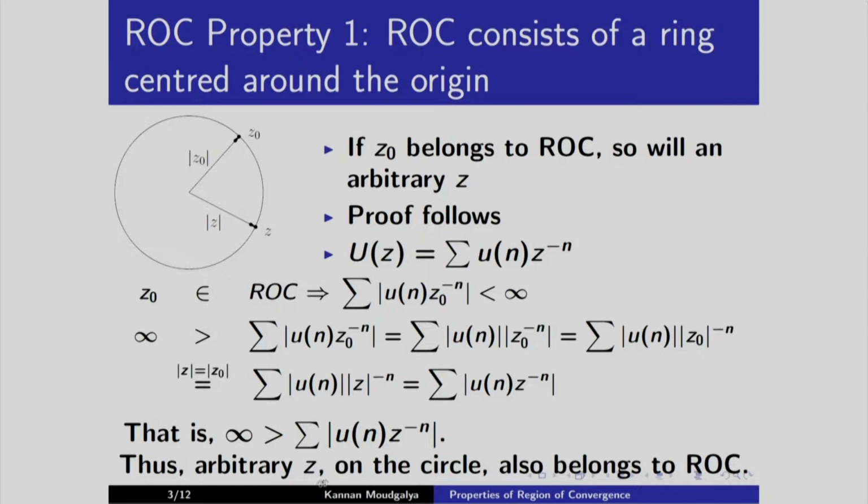In other words, arbitrary Z on the circle also belongs to the region of convergence, because it is given that Z0 belongs to region of convergence. So we have shown that every point on this circle belongs to the region of convergence. This is property 1. ROC consists of a ring centered around the origin.